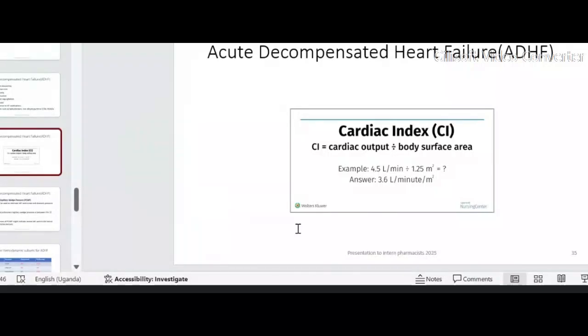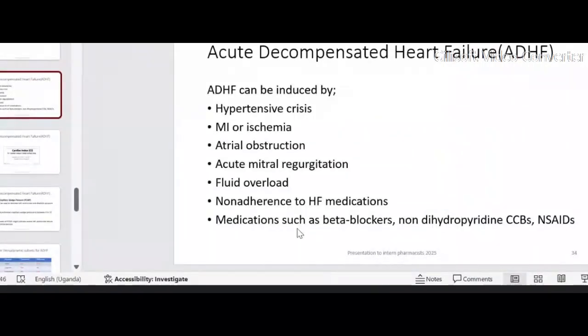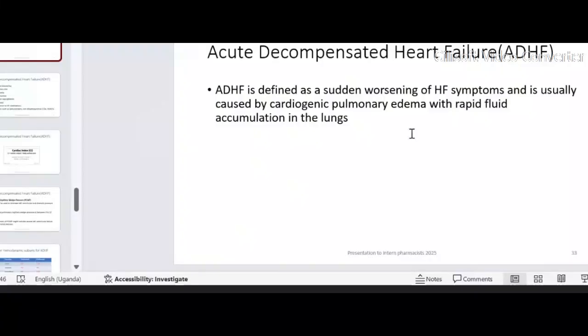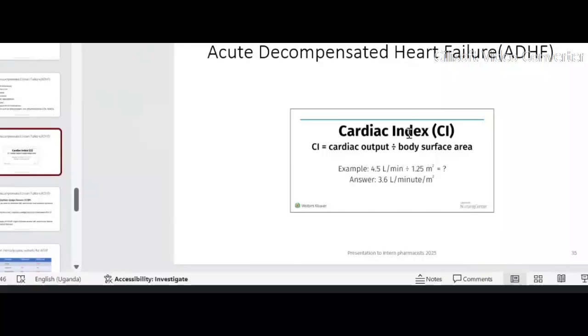These patients come with the acute symptoms of heart failure, the ones we talked about initially. Now, important in heart failure is what we call cardiac index. Cardiac index is basically cardiac output divided by body surface area. What is cardiac output? Cardiac output is stroke volume multiplied by the heart rate. That cardiac output divided by body surface area gives you what we call cardiac index.